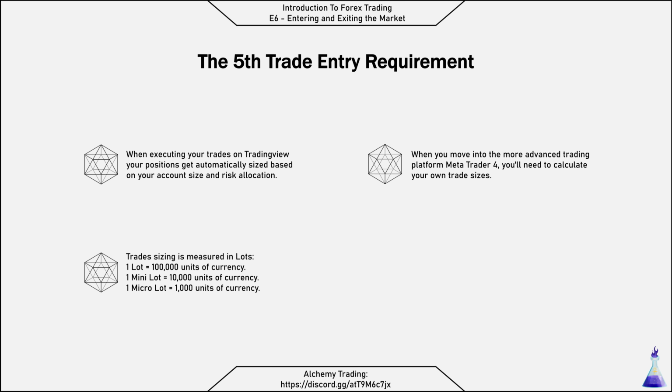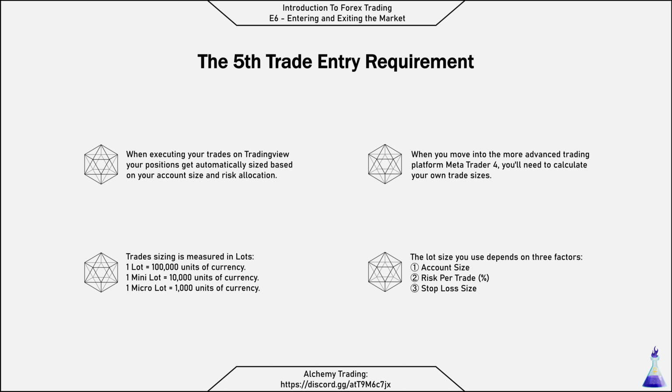Trade sizing is measured in something called a lot. One lot equals 100,000 units of the currency which you're trading. There are also some other terms such as mini lot, which represents 0.1 lot or 10,000 units of currency, and micro lots, which represent 0.01 lots, also known as 1,000 units of currency.